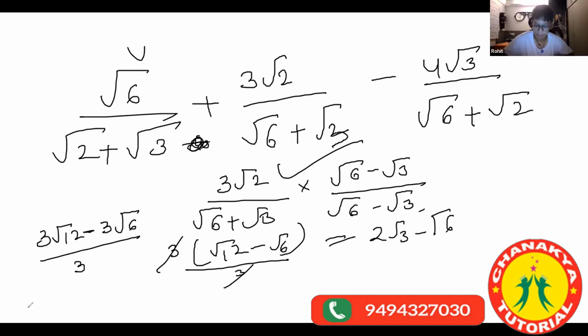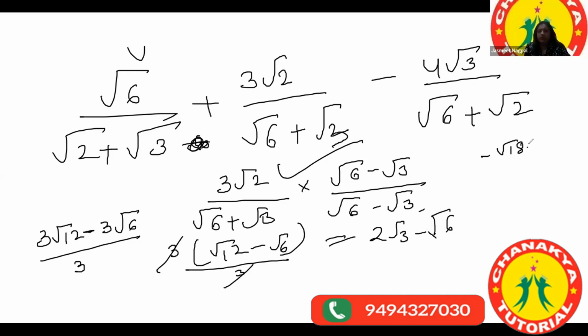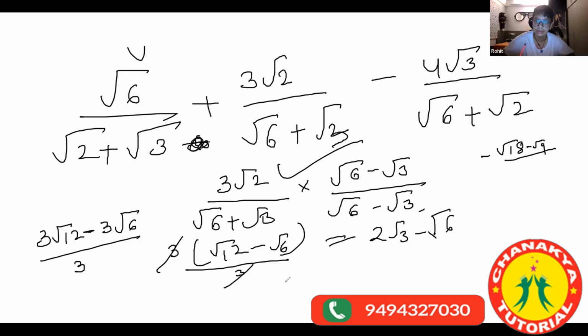Okay. Yes, ma'am. Now the third one. Ma'am, the third answer is root 18 minus root 9 upon 1. Let me check. Is the second one correct, all of you? Yes, ma'am. Okay.